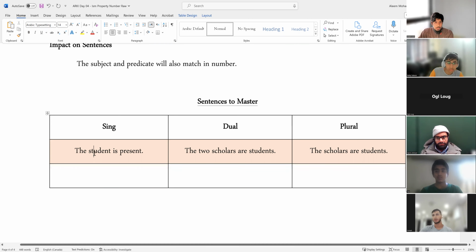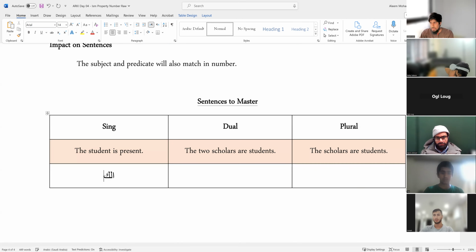All right, so the student is present, singular, right? And it's a nominal sentence. So if I wanted to type this out, it would be al-talibu, right? Which is the student. And then my khabar would be hadirun, right? Same exact formula that we've been following right now.